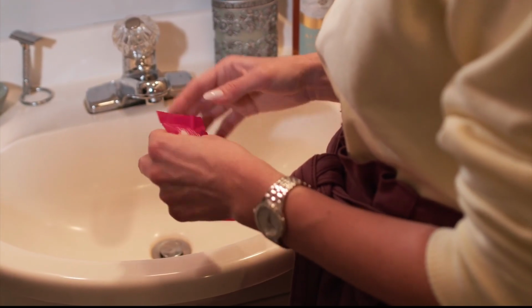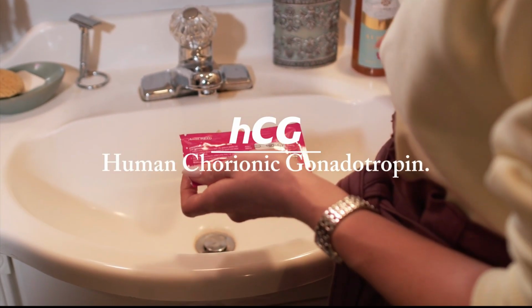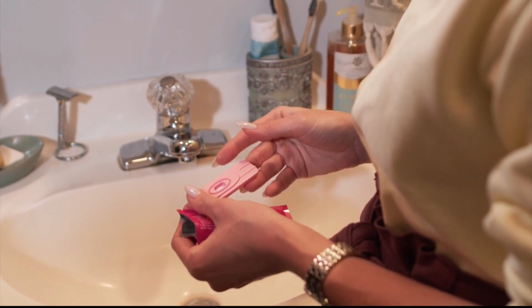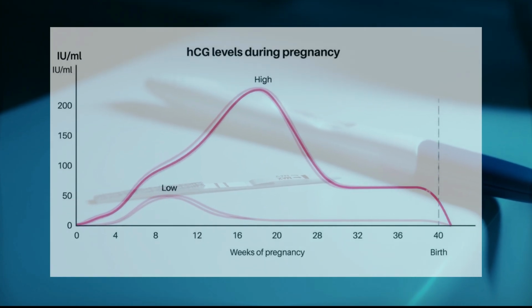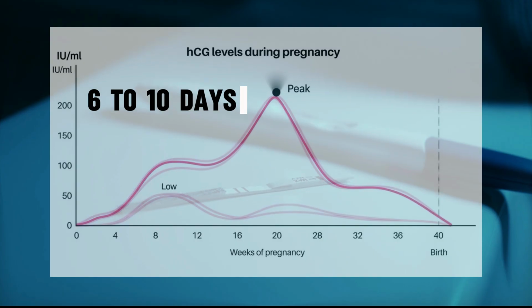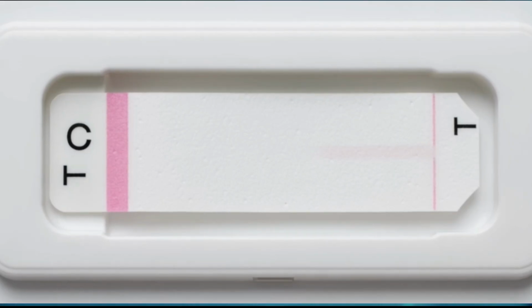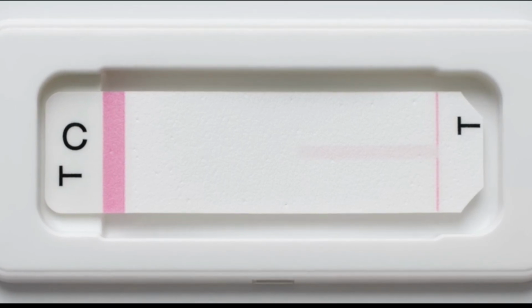Let's slow this down. A home pregnancy test detects a hormone called HCG, human chorionic gonadotropin. Doctors explain that HCG begins rising after implantation. That usually happens about 6 to 10 days after ovulation. If HCG is present, the test line appears because the hormone binds to antibodies on the strip.